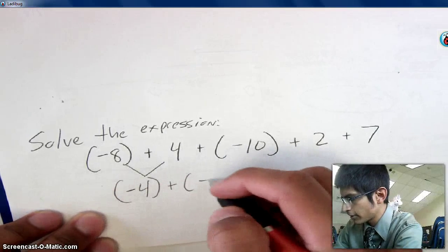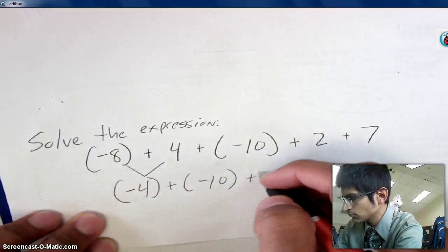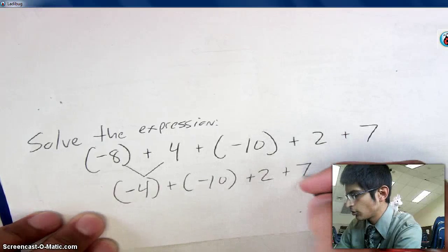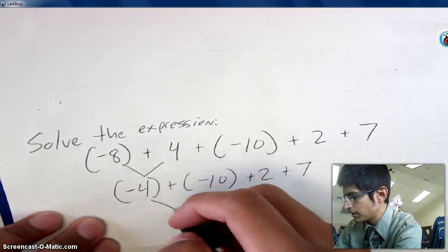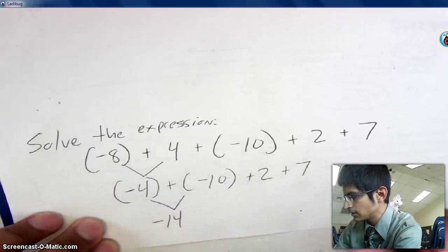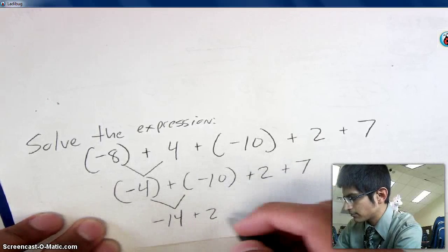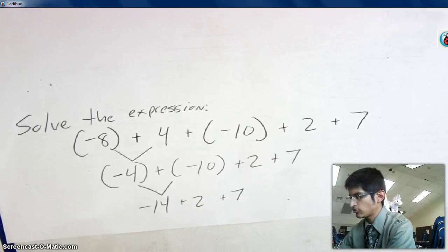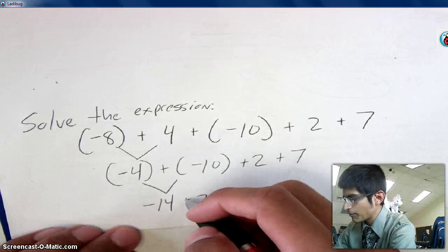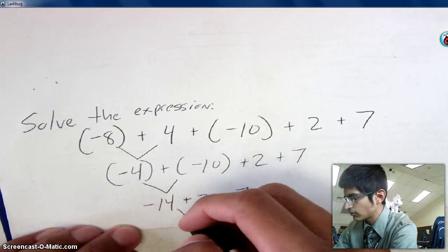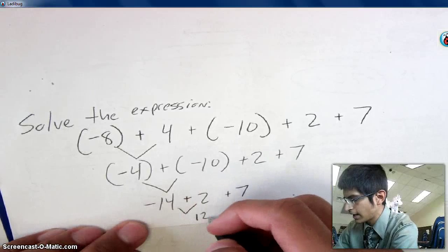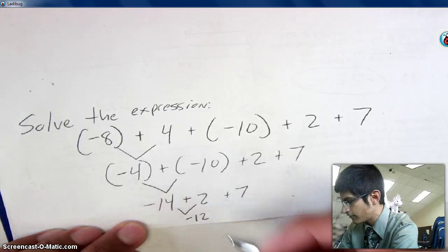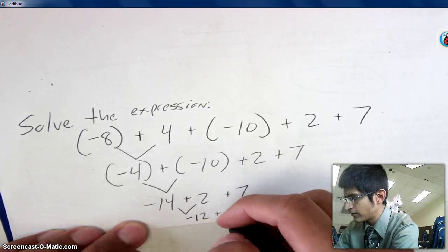And write the problem over again. So negative 4 plus 10, that's going to be negative 14. And then I have negative 14 plus 2. So negative 14 plus 2, that means I have a positive and a negative, so that means I actually subtract, and I get 12, and I have more negatives, so the answer is negative 12. And then negative 12 plus 7.